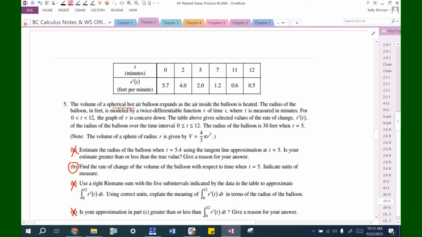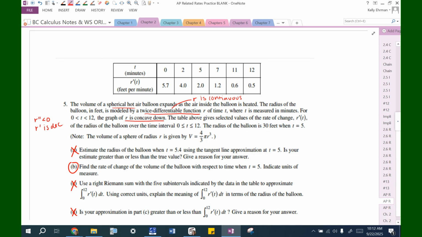That just means r prime exists for all t in the domain, and so does r double prime. That means we have a continuous function as well. R is continuous. I know that for sure. I don't know if that matters, but I know that. For 0 to 12 times, the graph of r is concave down. We do know that means that r double prime is less than 0, r prime is decreasing. Again, do I need to know that? I don't know. I'm just listing stuff I know.